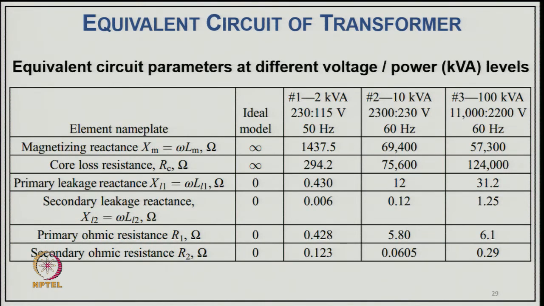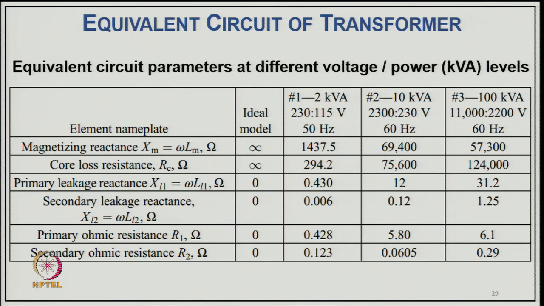So, these parameters correspond to the ideal transformer and to transformers of different ratings. All these 6 parameters which we mention in the equivalent circuit are the magnetizing reactance, primary resistance, secondary resistance, core loss resistance, as well as the leakage reactance of primary and secondary.